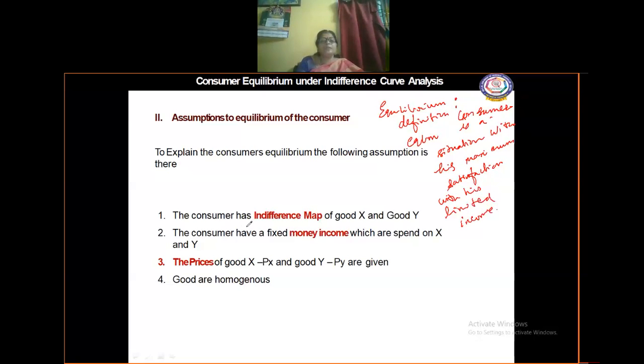So the assumption made is that the consumer has an indifference map of a group X and group Y. What is a map? A map is nothing but a set of indifference curves.